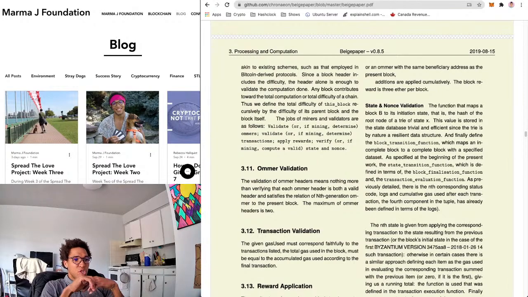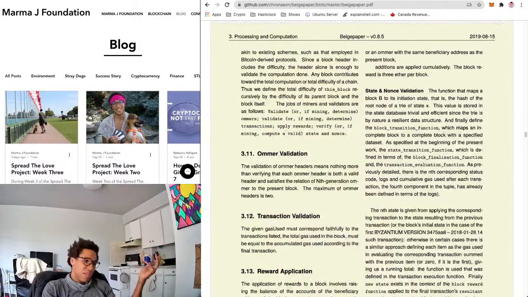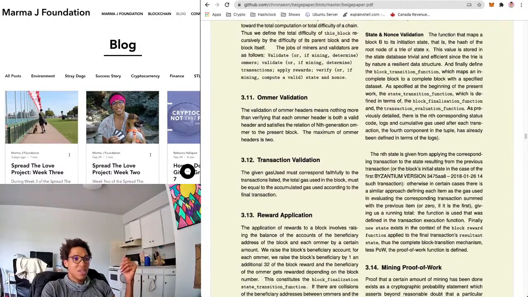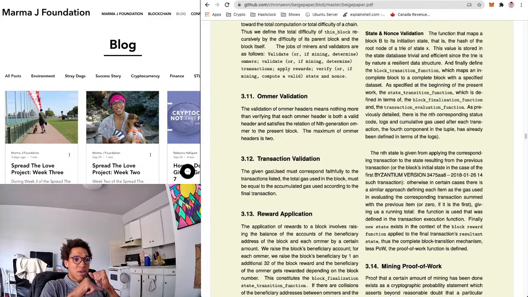The jobs of miners and validators are as follows: validate, or if mining, determine Omers; validate, or if mining, determine transactions; apply rewards; verify, or if mining, compute a valid state and nonce. Sounds complicated. It really isn't. You're just going to validate these things. Omer validation: the validation of the Omer headers means nothing more than verifying that each Omer header is both a valid header and satisfies the relation of nth generation Omer to the present block. The maximum number of Omer headers is 2. So again, you're just verifying all this stuff.